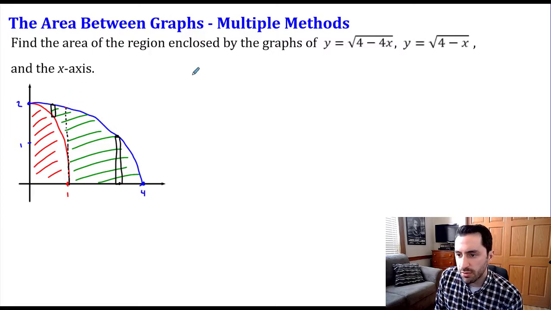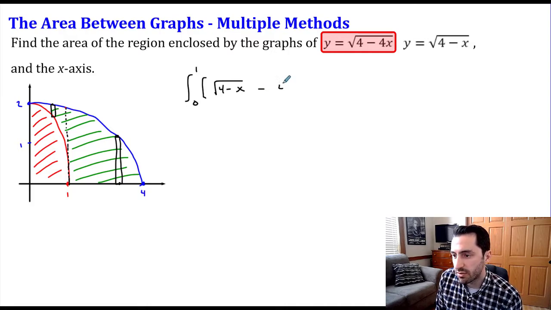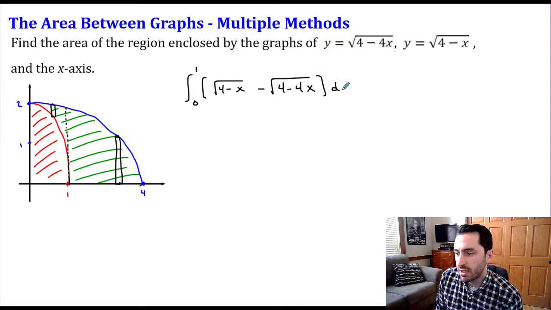So to write that out, for our first part, we're going from 0 to 1, and then we want to do a difference here. The function that's bigger, the one that has the greater values, is going to be our second one, so 4 minus x. And then from that, we're going to subtract the one that's smaller, our one here in red, which was our first one, the square root of 4 minus 4x. And closing that off, we have our dx.